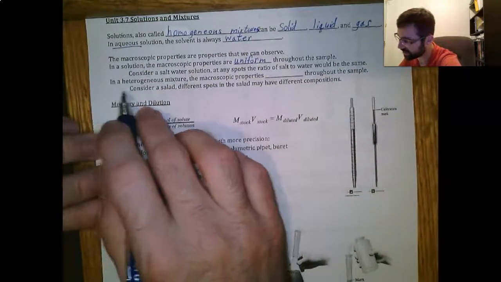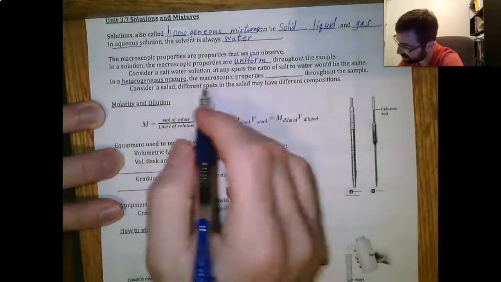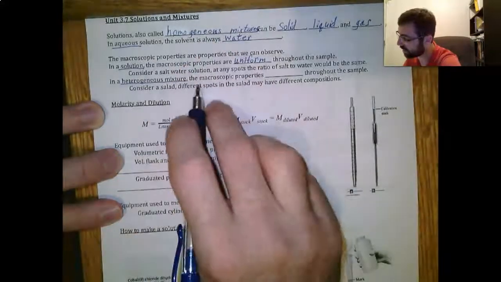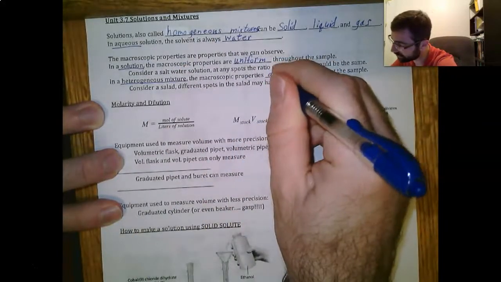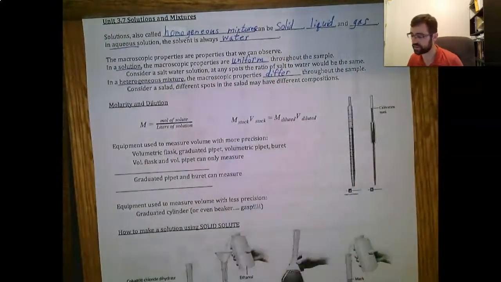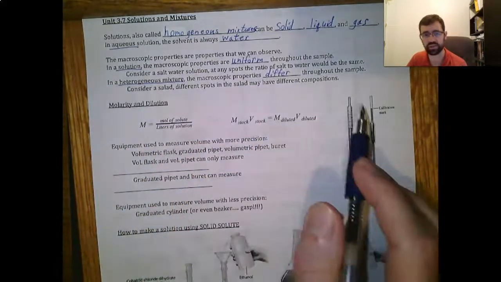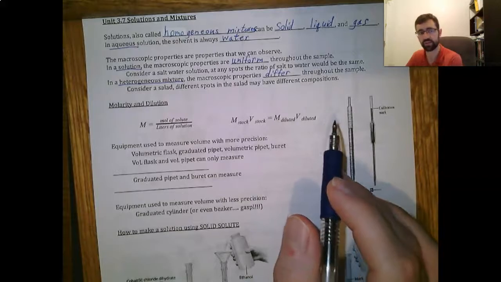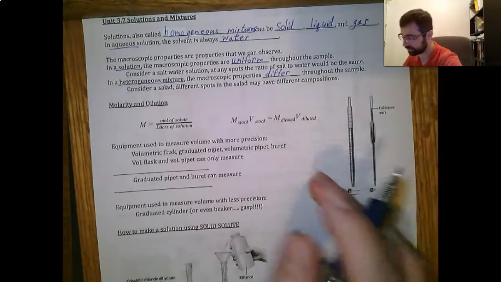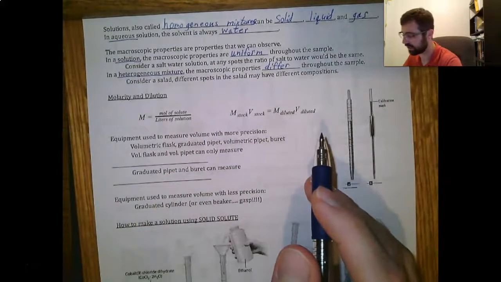In a heterogeneous mixture, so heterogeneous is different than solution. Remember, solution and homogeneous are the same. Heterogeneous is different. The macroscopic properties differ or vary throughout the sample, so they can change throughout the sample. Consider a salad. Different spots in the salad may have different compositions. So if you made a tossed salad, you'd maybe have some more tomatoes on this side and fewer on the other side, or whatever. That's a heterogeneous mixture, just to make it clear.